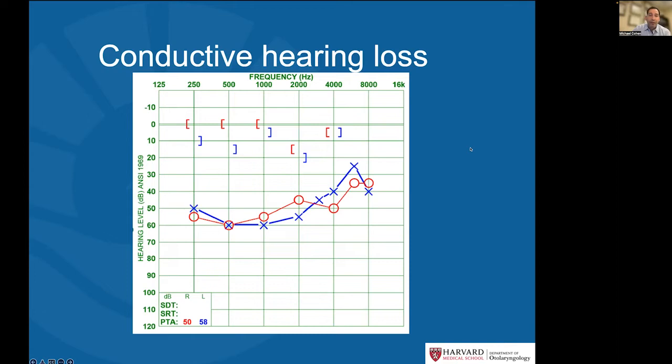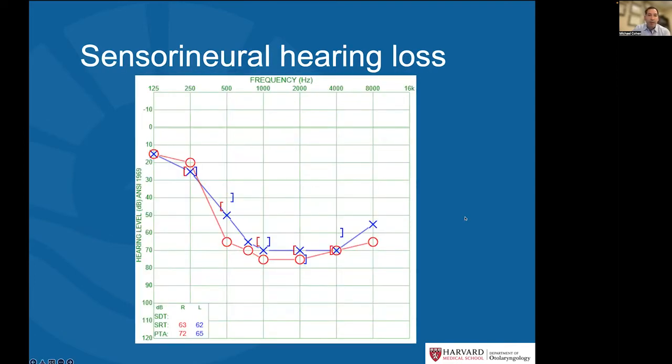hearing loss. And there are actually some hearing devices that utilize this strategy of sending vibrations around the middle ear and directly to the cochlea, called bone conduction hearing devices. Now, here's a sensory neural hearing loss.